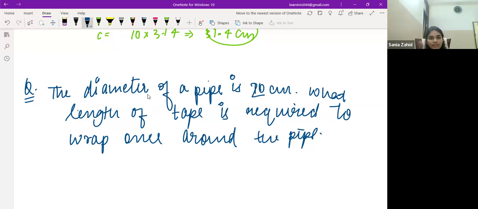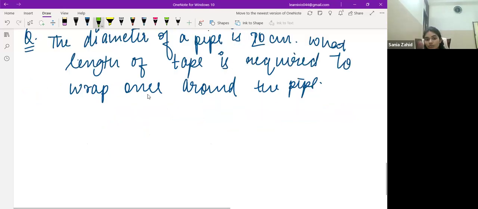So over here, what do you have? Diameter of a pipe is given to you. So let's suppose this is the end of a pipe. This is the whole pipe. So they are saying that if you have to wrap a tape around this pipe only once, what will be the length of the tape that is required? So what formula will you use?